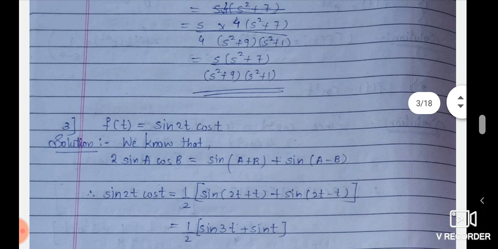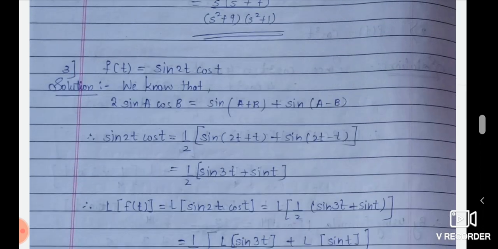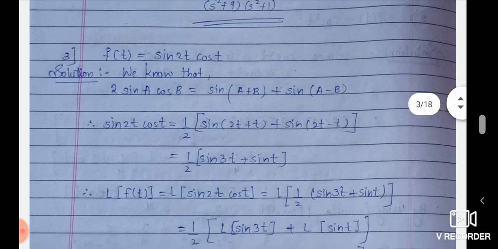Okay, so next example, f of t is sine 2t cos t. Now here you will say you are having the formula of sine at, you are having the formula of cos at, but here there is multiplication. Like in derivatives, when you are applying derivative for the multiplication terms, we are having one formula, right? So here also while applying the Laplace transform, we can't apply directly Laplace transform on the multiplication. So we need to simplify this also.